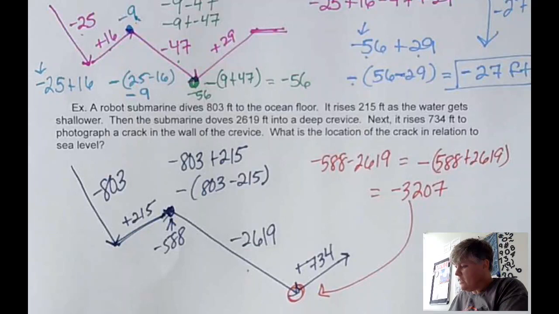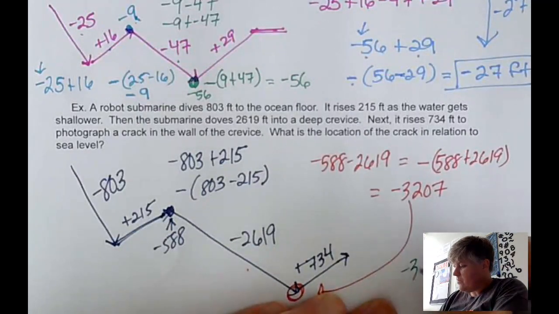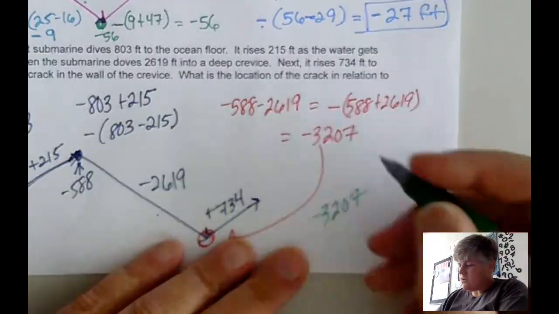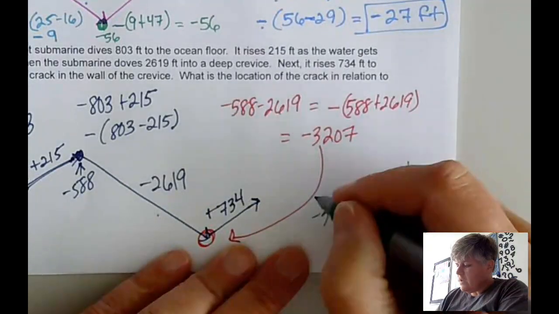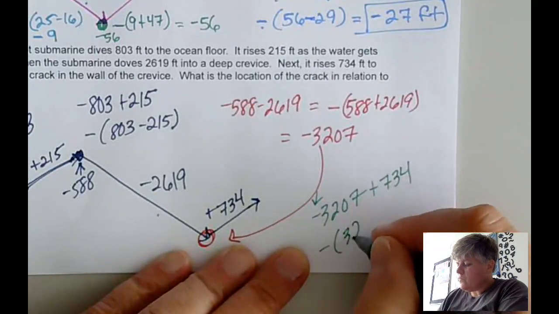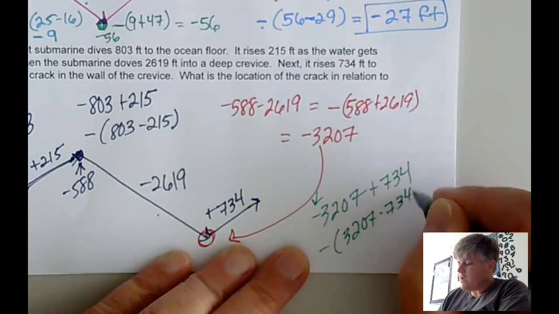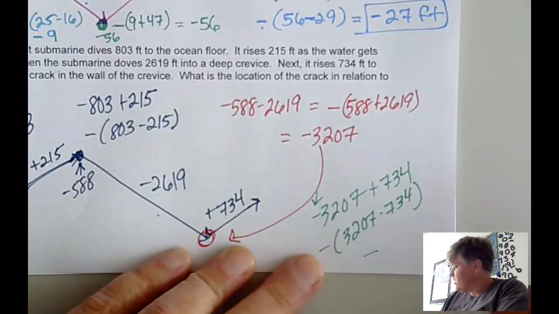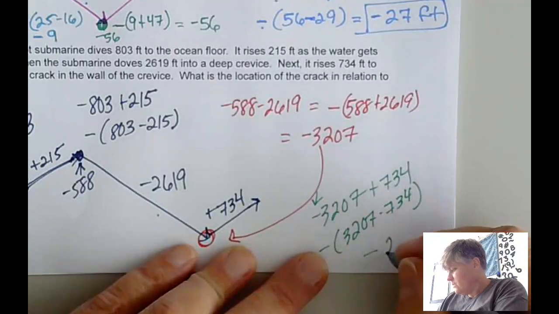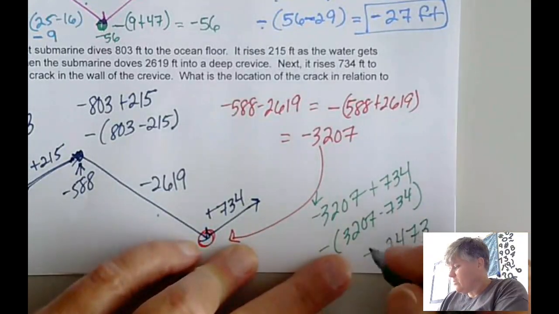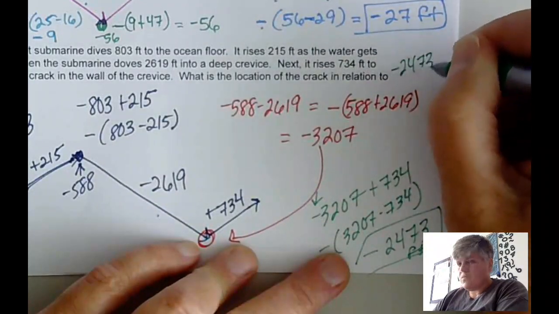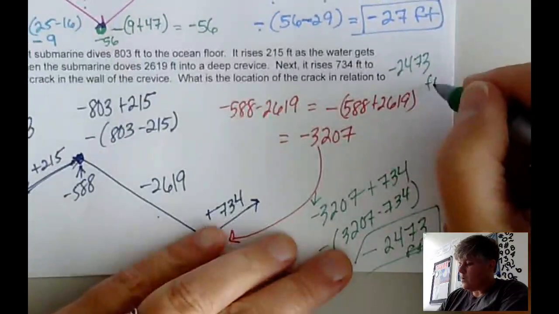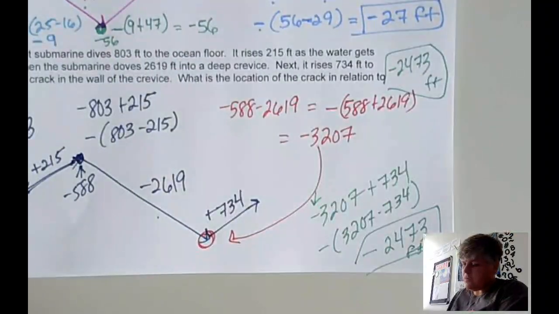And so that's where the robot submarine is at this point. And then we're going to take that negative 3,207 and rise back up. Let me move my cursor a little bit. And we're going to rise back up 734 feet. We're going to subtract because the signs are different. And we should get a negative 2,473 feet. And that is where the robot takes the picture of the crack in the wall.